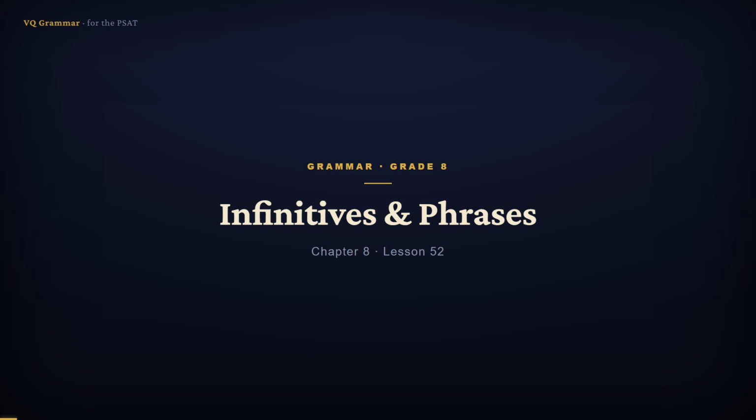Last time, the ing form became a noun, the gerund. Today, we meet another verbal, one you use constantly without noticing. It starts with the little word to. We call it the infinitive.